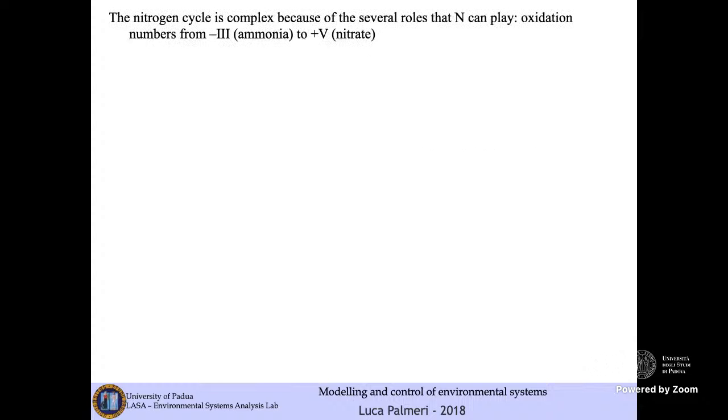The nitrogen cycle is a very complex cycle because you may find nitrogen that plays several roles as a function of its oxidation numbers, which may vary from -3 in the case of ammonia to +5 in the case of nitrate.